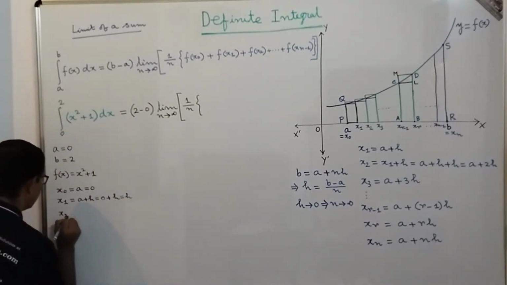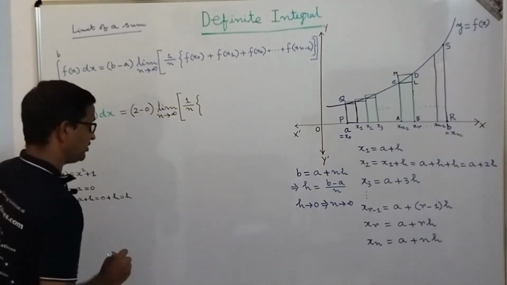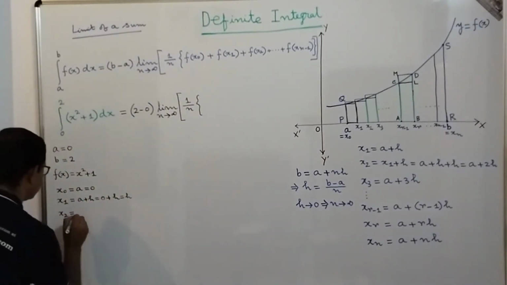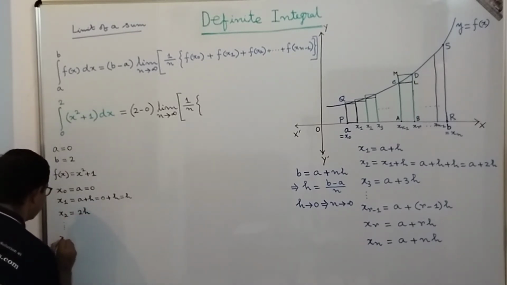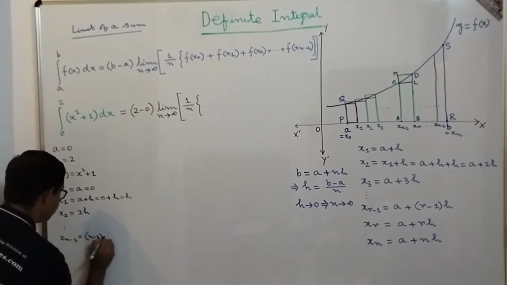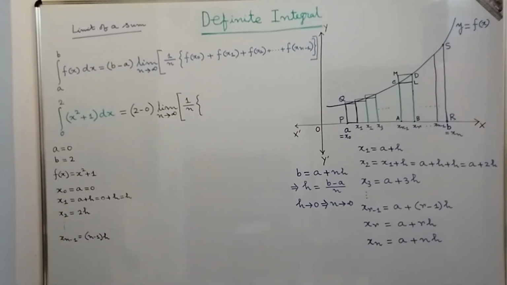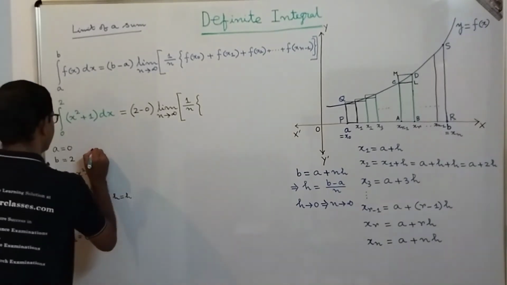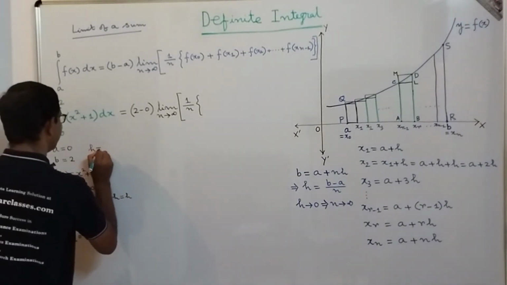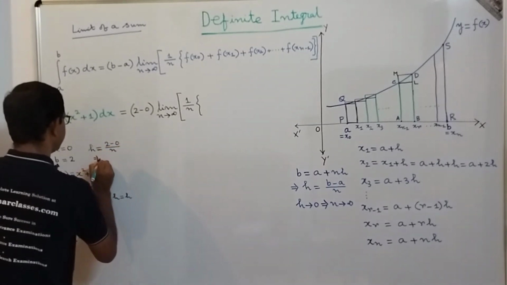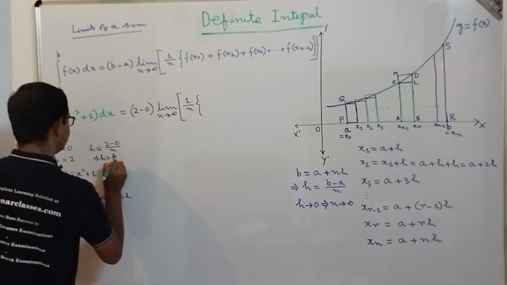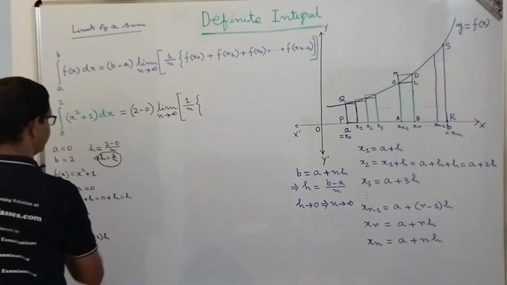So x2 is equal to what? a plus 2h. That means a is 0, 0 plus 2h. So x2 is equal to 2h. Okay, in that way you will get that x of n minus 1 is equal to n minus 1 into h. Now what is h? h is nothing but b minus a by n. Correct? So h is equal to b minus a by n, that means 2 minus 0 by n. That implies what we get? h is equal to 2 by n. Okay, so that value we need to apply here.